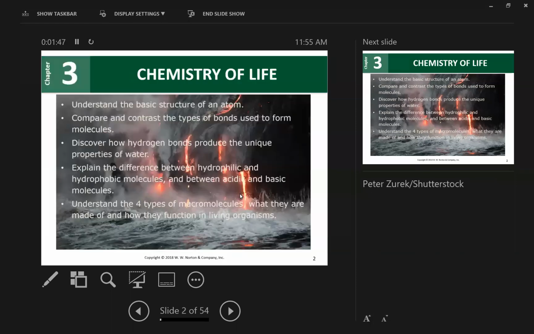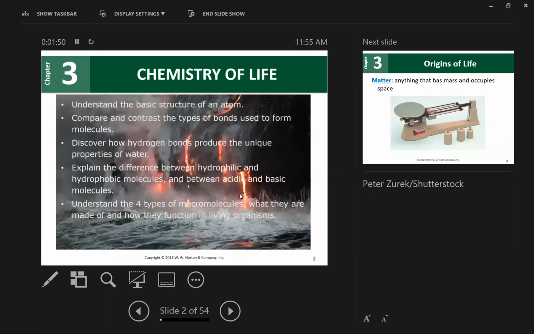Let's begin. The objectives for our chapter this morning are to understand the basic structure of an atom, to compare and contrast the types of bonds used to form molecules, discover how hydrogen bonds produce the unique properties of water, explain the difference between hydrophobic and hydrophilic molecules, and between acidic and basic molecules, and understand the 4 types of macromolecules, what they are made of, and how they function in living organisms.